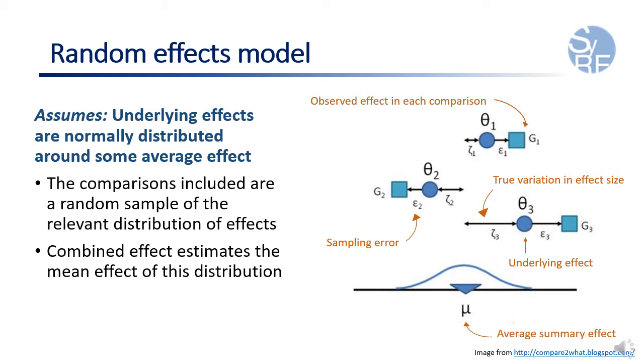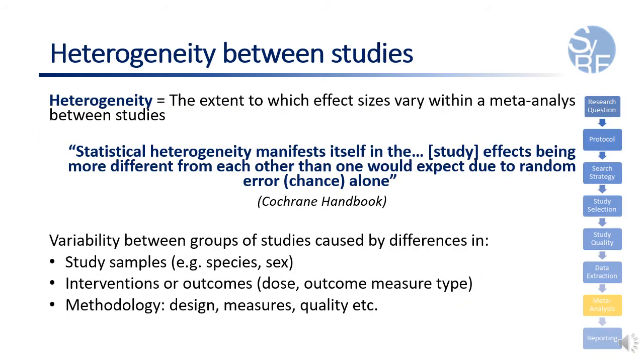Note that in this model, we still have the sampling error, but now we also have another source of error, which is the true variation in effect sizes. Calculating a summary effect is certainly useful in understanding how good a model is at characterizing a human condition, or how well a treatment, drug, or intervention performs in a group of animals.